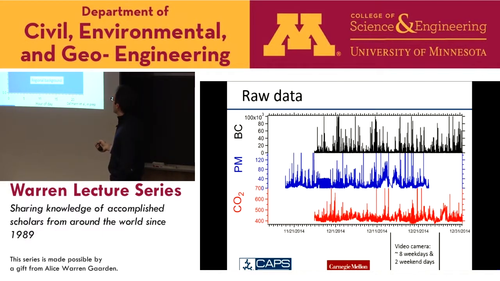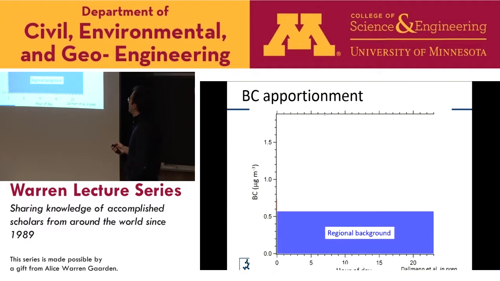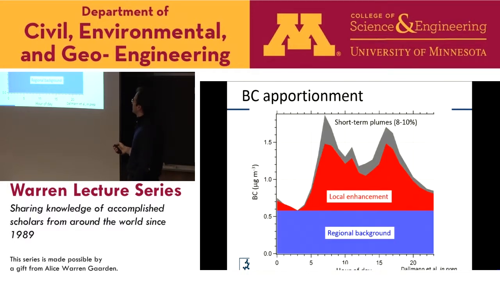And we can separate that between these short-term plumes, which are basically individual captures of buses as they drive by, which are about 8 to 10% of the total black carbon averaged over the course of a day. And then the rest, what I'm calling this local enhancement, is basically the result of all the other traffic that's happening in the downtown area.